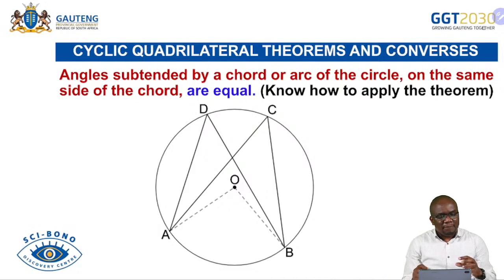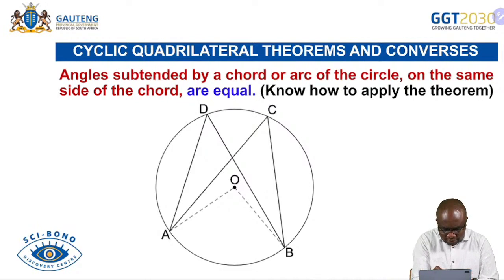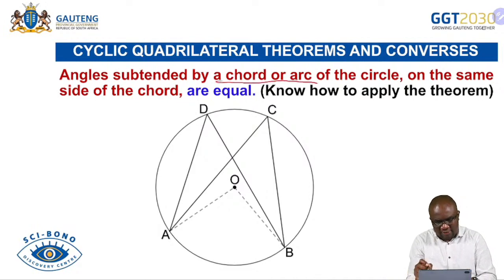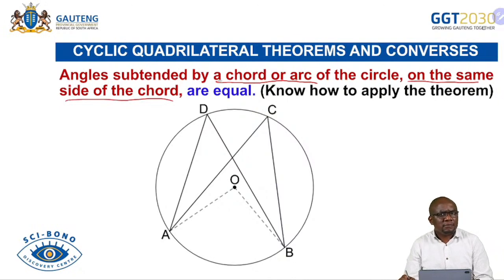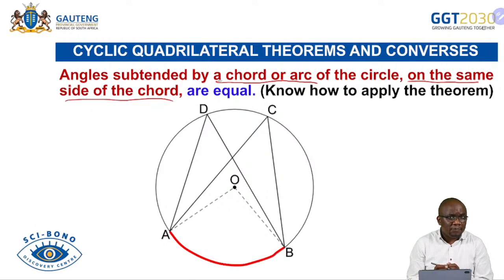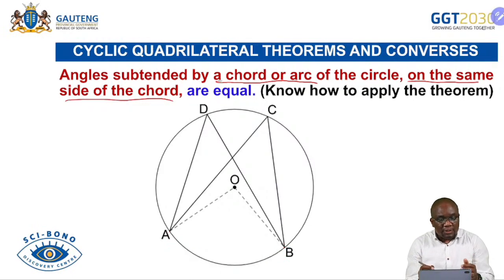Right, angles subtended by a chord or arc of the circle on the same side of the chord are equal. Okay? Know how to apply this theorem. There's no proof for this one. No, just know how to apply it in the examinations. Okay? So it means which angles are equal here? We have the arc here, which is AB. You can even draw the chord. Okay? The chord AB. You see that?